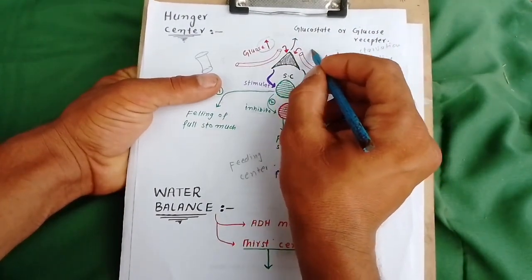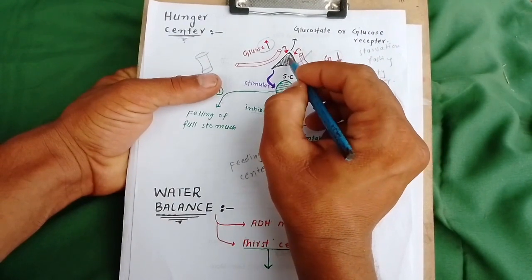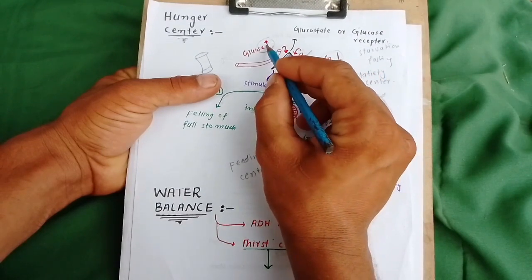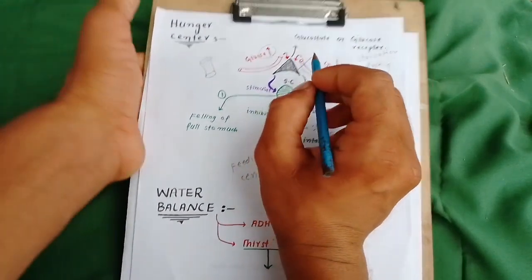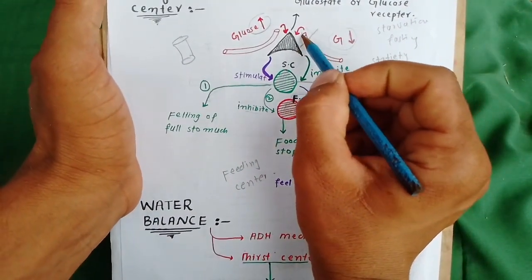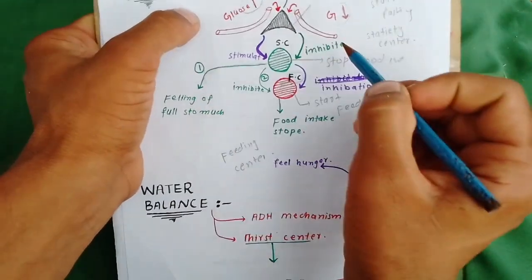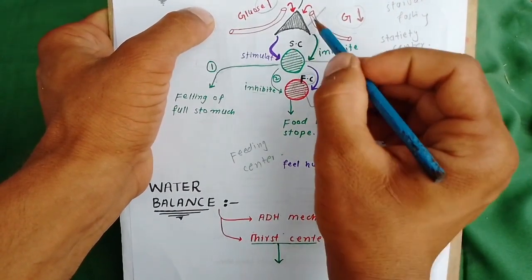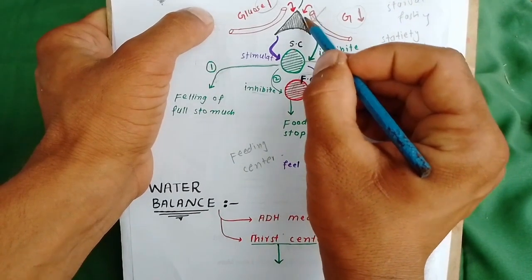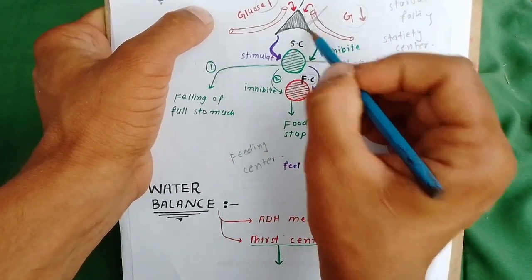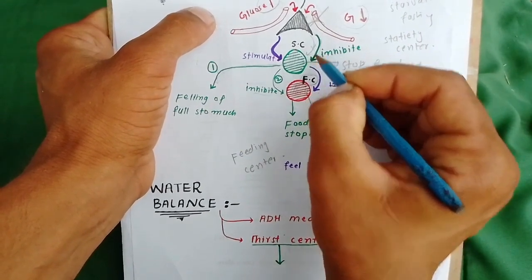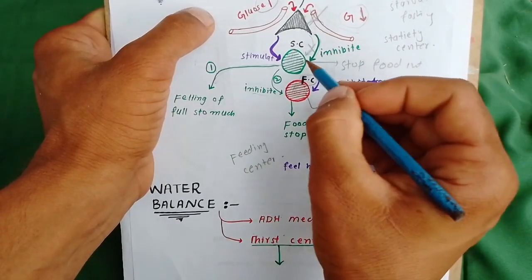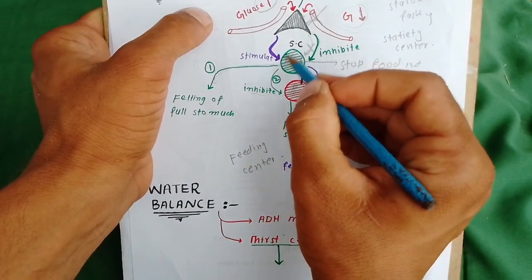So this receptor is not stimulated, because this receptor is only stimulated during a high blood glucose level. When blood glucose level is low, this center is not stimulated. When this center is not stimulated, it does not stimulate this center, so no impulse goes toward the satiety center. When no impulse goes toward the satiety center, then this center remains inhibited.